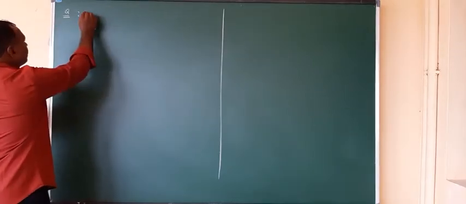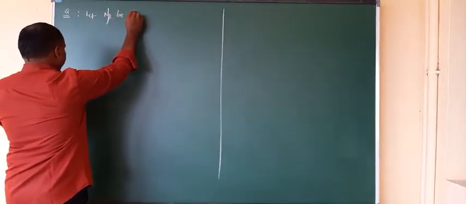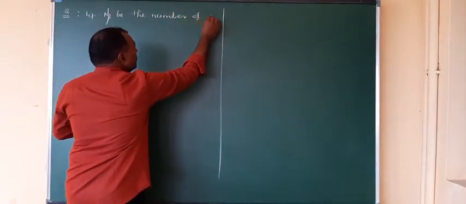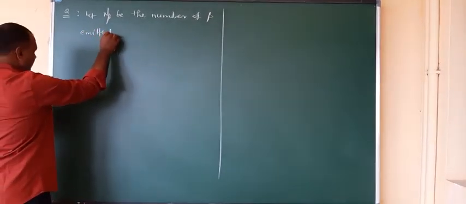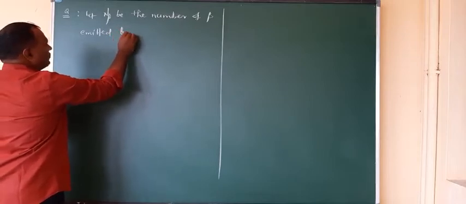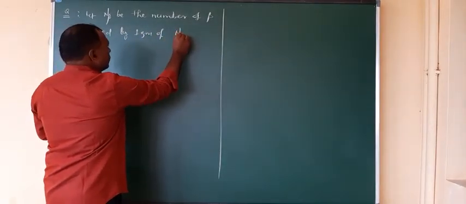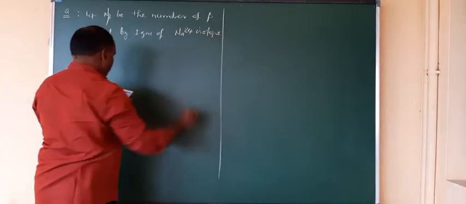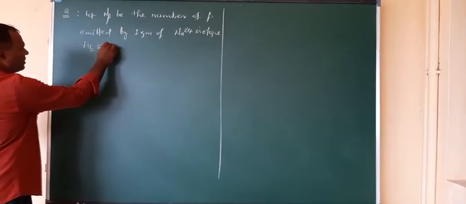Let N beta be the number of beta particles emitted by 1 gram of sodium 24 isotope, and it has a half-life given as 15 hours.